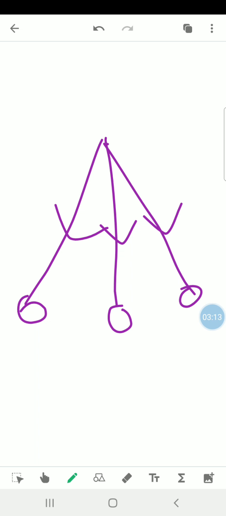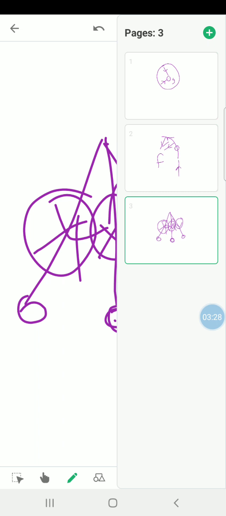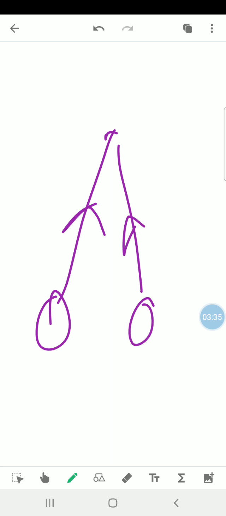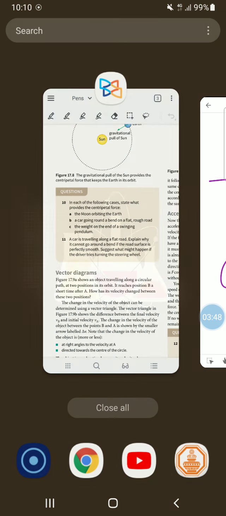Now I have drawn the forces as if they are acting towards the object, but centripetal force is always acting towards the center. So let me draw it again correctly. Centripetal force should be acting towards the center. So what is the force acting on it? The tension of the string. This string would have a tension pulling it towards the center. That tension provides the centripetal force necessary.